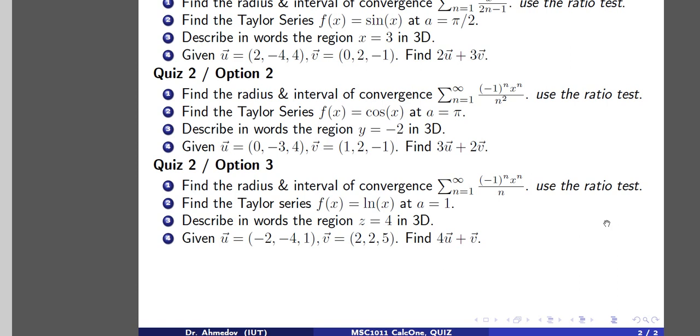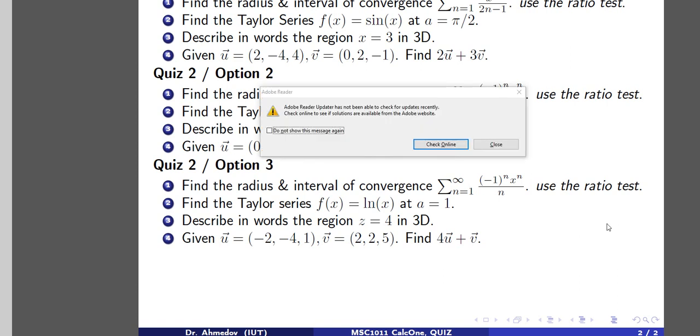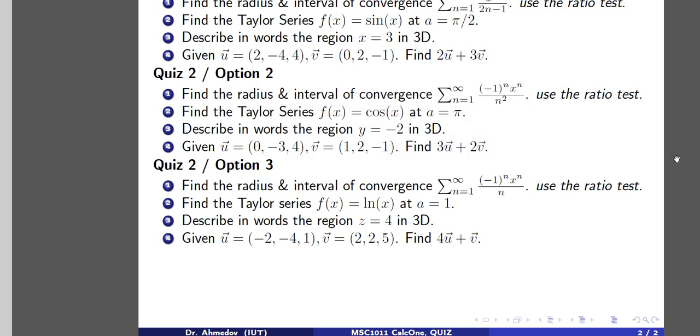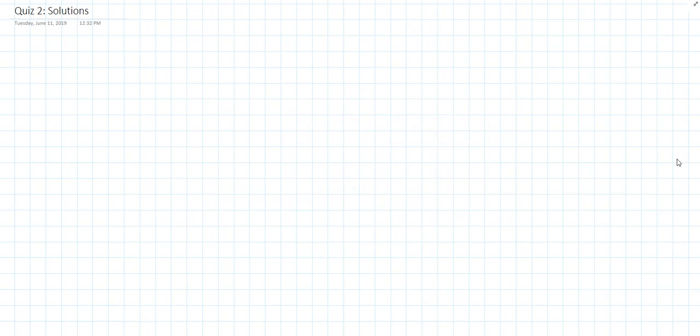So let's solve quiz number 2, one of the options, for example, option number 2. Okay, so we're given a power series. We need to check this for convergence, right? And we need to find the radius and interval of convergence. So this is given in a form.